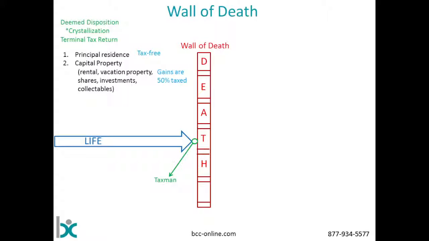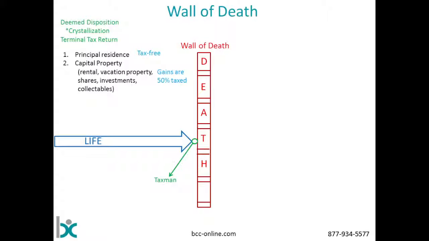For example, if we bought a rental property for $100,000, and today the person who bought the property passes away and the property is valued at $200,000, we'd have a $100,000 capital gain. Revenue Canada would then tax only half of that, $50,000. You would have $50,000 added to your income, and you would pay tax accordingly for that year.